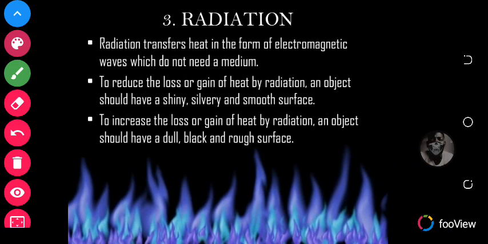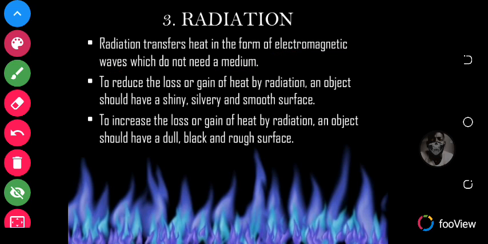Let's look at radiation. Radiation transfer is the transfer of heat in the form of electromagnetic waves. So the key words are electromagnetic waves, which do not need a medium. So in radiation, you don't need any fluid, you don't need any material. It is through waves, and waves cannot be seen with the naked eye.